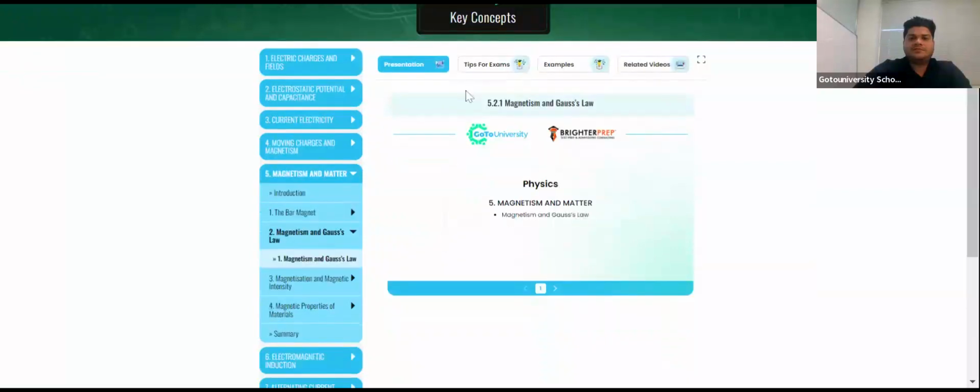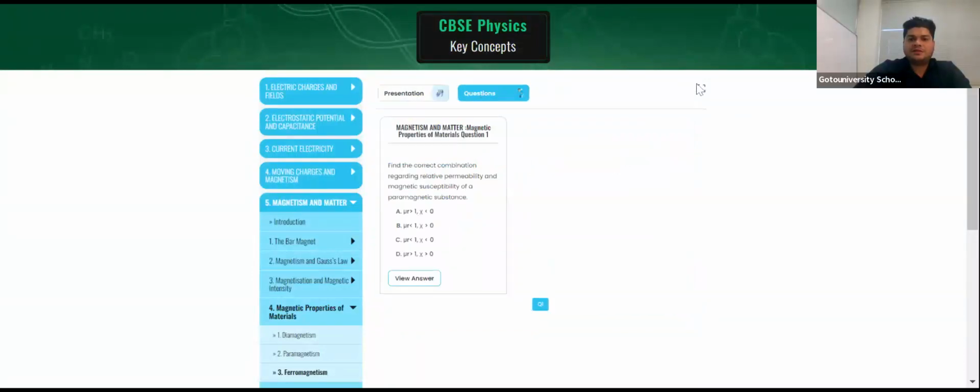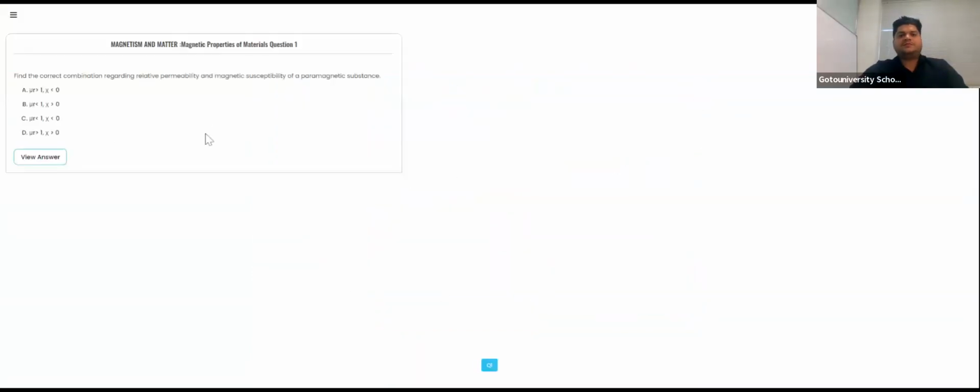Let's check some numericals or MCQs based on this. Yes, the first question, the only question from this topic. The question is, find the correct combination of relative permeability and magnetic susceptibility of a paramagnetic substance. See, there are diamagnetic, paramagnetic and ferromagnetic. In the case of a paramagnetic substance, susceptibility was small but positive. What about relative permeability? Relative permeability was slightly greater than 1.